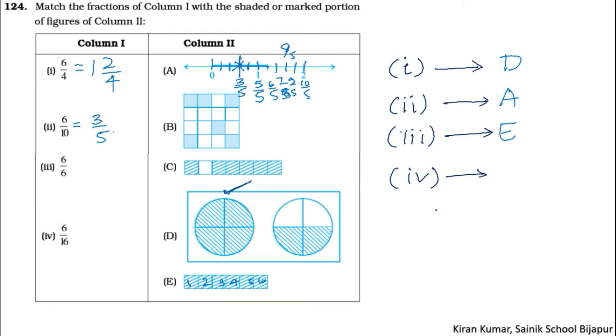Next is 6 by 16. 6 parts out of the 16 parts are shaded. Here count the number of parts. Sixteen parts are there. In that, count the number of shaded portion. 1, 2, 3, 4, 5, 6 parts have been shaded. So the fourth one and B, they are equivalent. So the right answer for the fourth one is B.